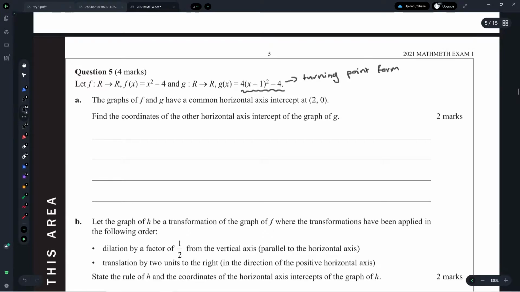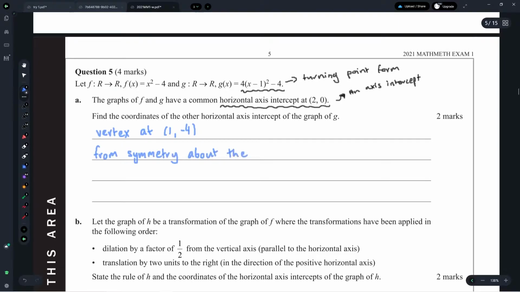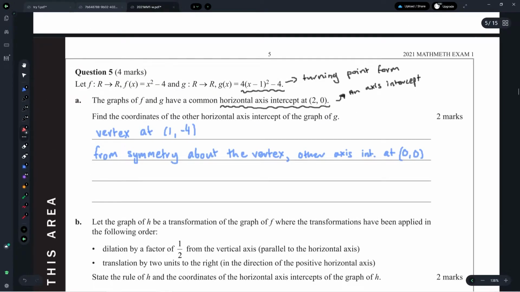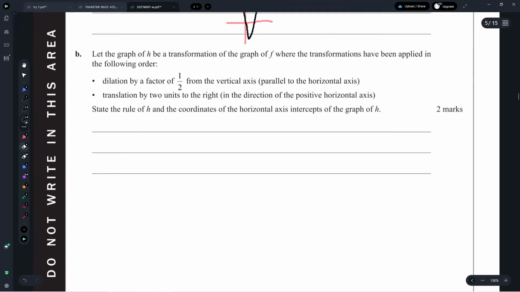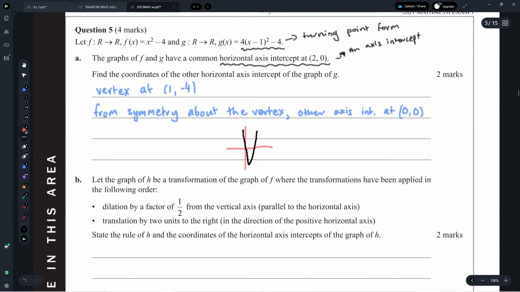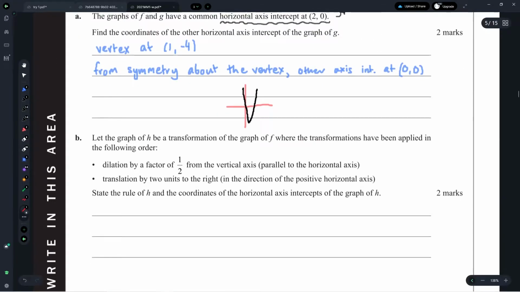Here you're given the turning point form, so that's going to be 1, negative 4. And we have an axis intercept, so we can use the symmetry property of parabolas to find what the other axis intercept is, which is 0, since it was at 1 and 2. So we know that the other x value can be 0, or the y value of 0. So the origin.